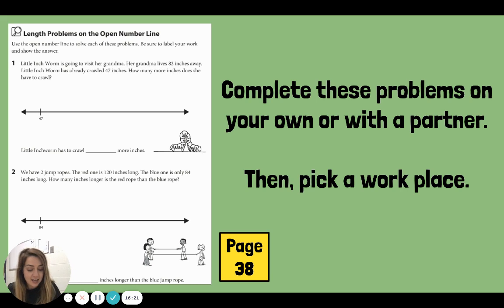All right, then the next one, I'm just going to read it, and then I want to see if you can do it all by yourself, figuring out how you could take the subtraction equation and turn it into an addition problem. All right, we have 2 jump ropes. The red one is 120 inches long. The blue one is only 84 inches long. How many inches longer is the red rope than the blue rope?